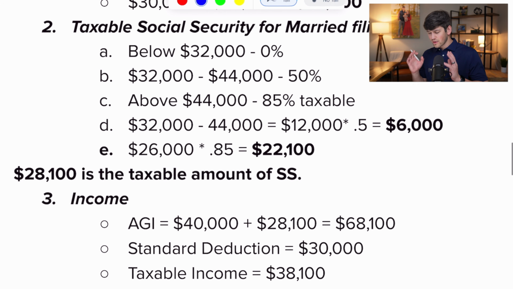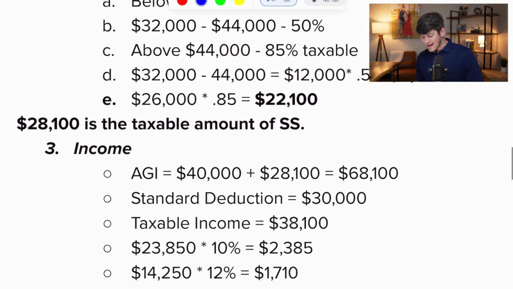Okay, so the third thing we've got to do now is run through our normal income tax brackets. So we have to use this taxable Social Security amount, add in our other sources of income, and then we can run this through the normal brackets. So what we've got here is an AGI now of $68,000. $40,000 is the IRA distribution, and this is the taxable Social Security income amount. We add that together, it gives us 68.